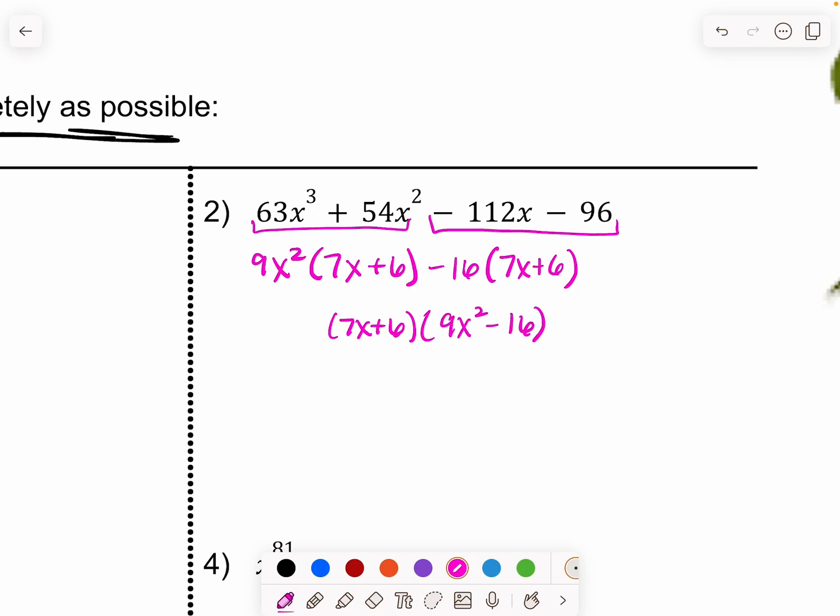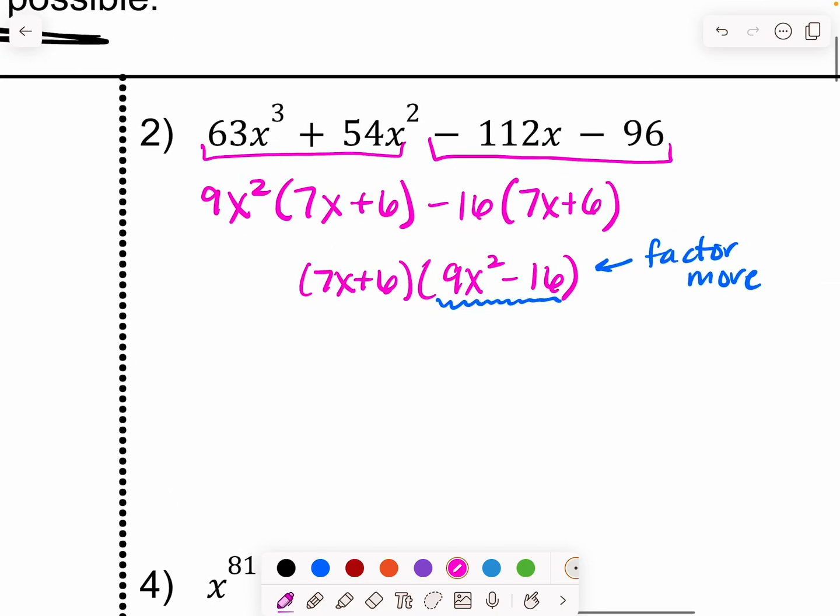Now, here is one of these things where I say grouping. It's great. You get to these 2 parentheses. But you can factor more. Okay, completely means you do as much as possible. So this first parenthesis stays like it is.